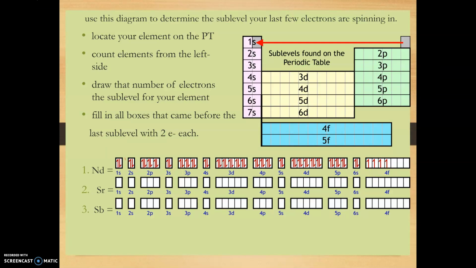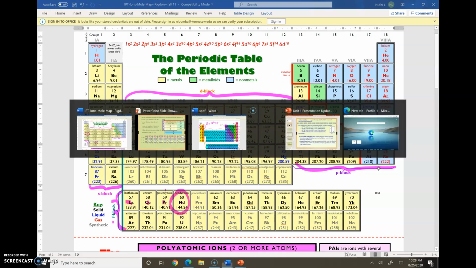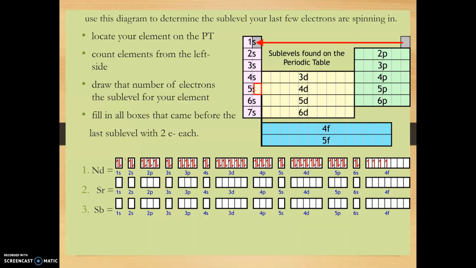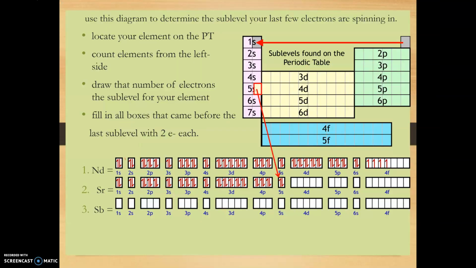Strontium. Strontium has 38 right here, 38 electrons. So we're gonna find strontium. That's 5s2. You're gonna come in here, put your 2 arrows for 5s2, and just start filling the rest of them out. Okay. Next one is Sb, which is antimony. Antimony is right here, 51 electrons. Antimony is in P zone. Look, 5p3. I'm gonna put 3 arrows in 5p. 1, 2, 3, and then start filling them up.